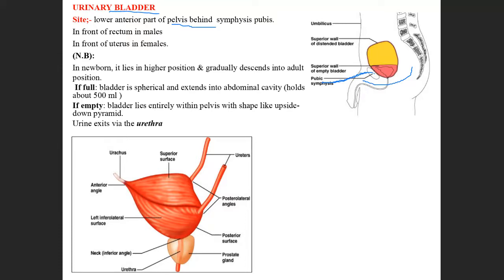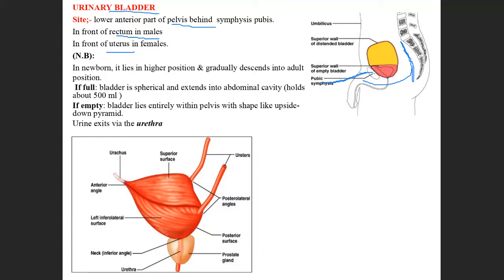Next. There is a difference in the situation of the bladder in male and female. In the male, it lies in front of the rectum, whereas in the female, it lies in front of the uterus. Okay, so these are the differences between male and female. In the male, it is in front of the rectum. Rectum is here, and in females, it is present in front of the uterus.